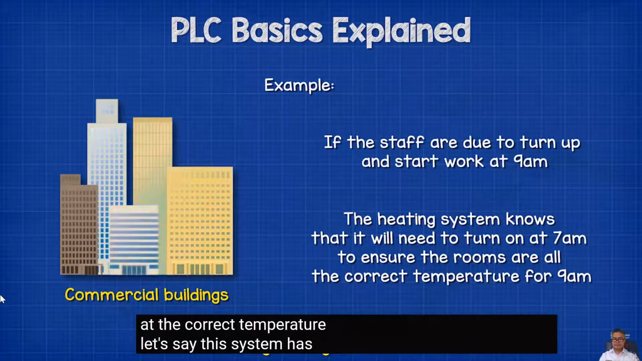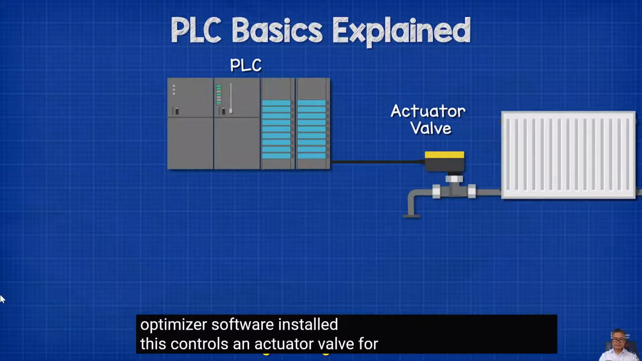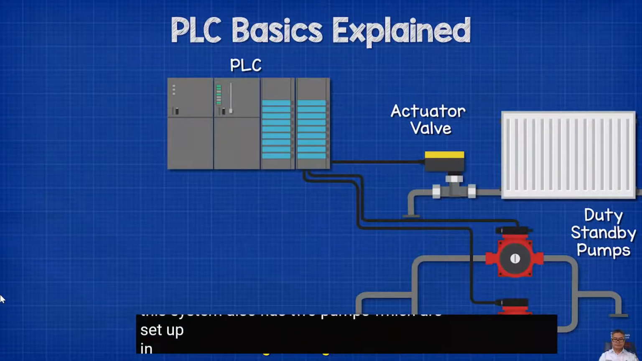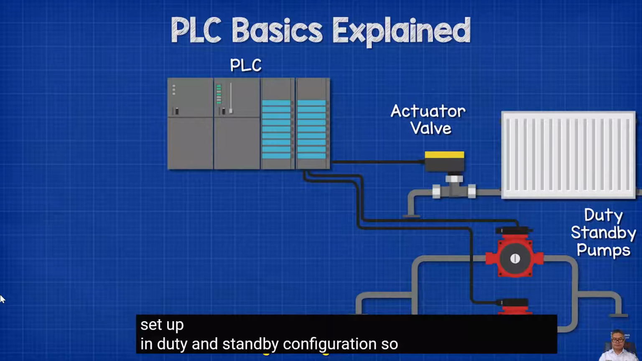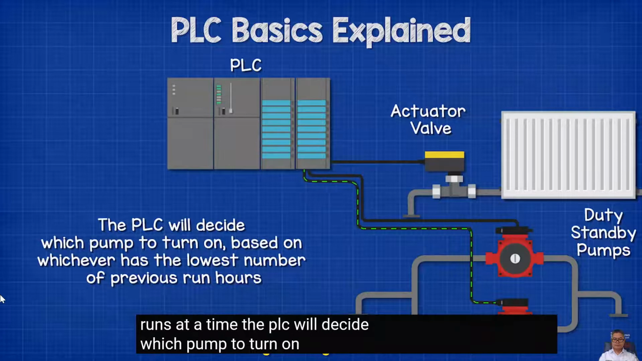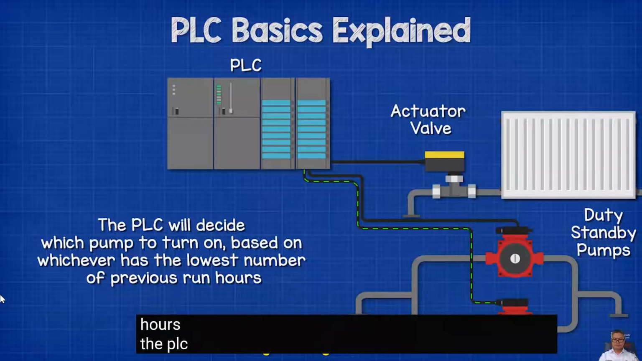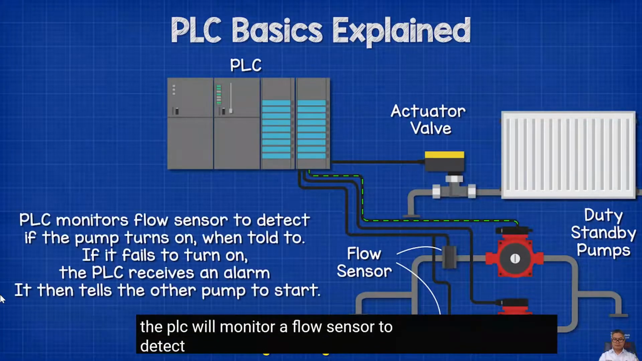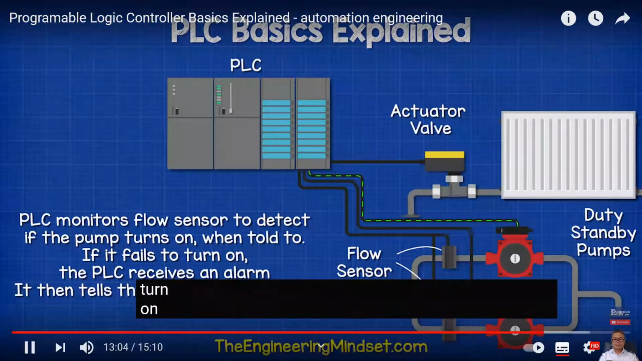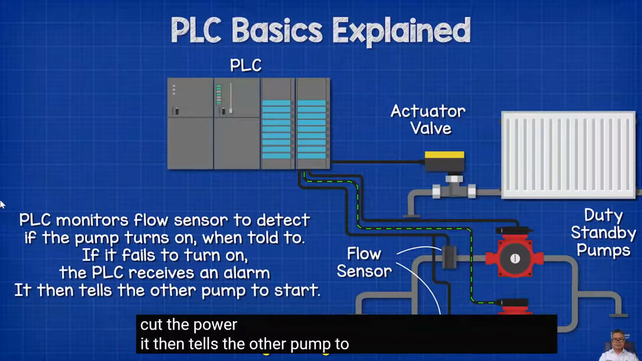Let's say this system has a PLC with the optimizer software installed. This controls an actuator valve for the heating system. This system also has two pumps, which are set up in duty and standby configuration, so only one pump runs at a time. The PLC will decide which pump to turn on, based on whichever has the lowest number of previous run hours. The PLC will monitor a flow sensor to detect if the pump turns on when told to do so. If the pump fails to turn on, the PLC receives an alarm and it will cut the power. It then tells the other pump to start.